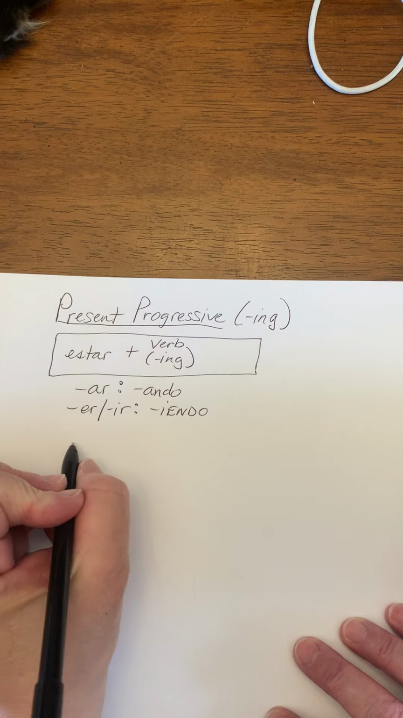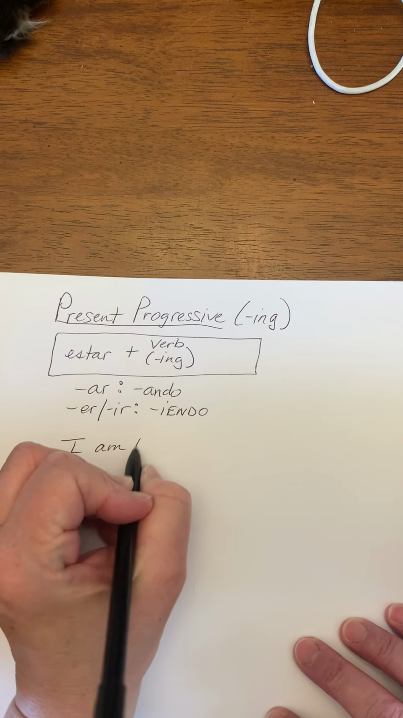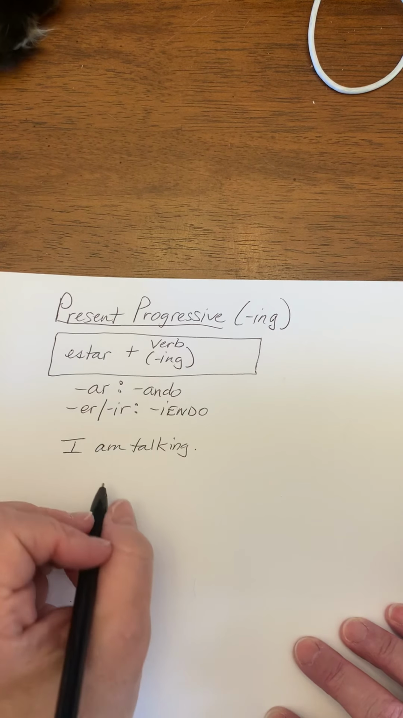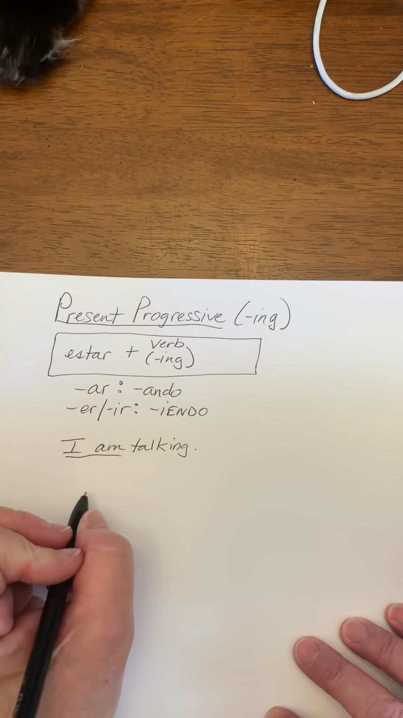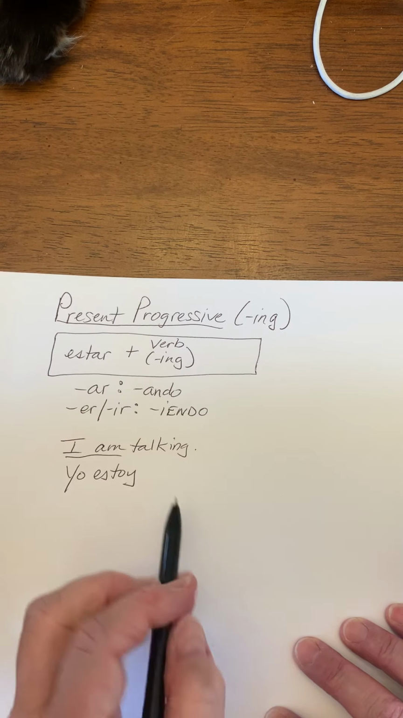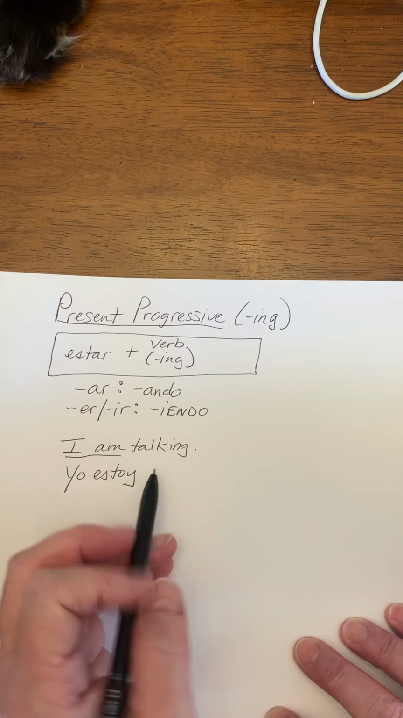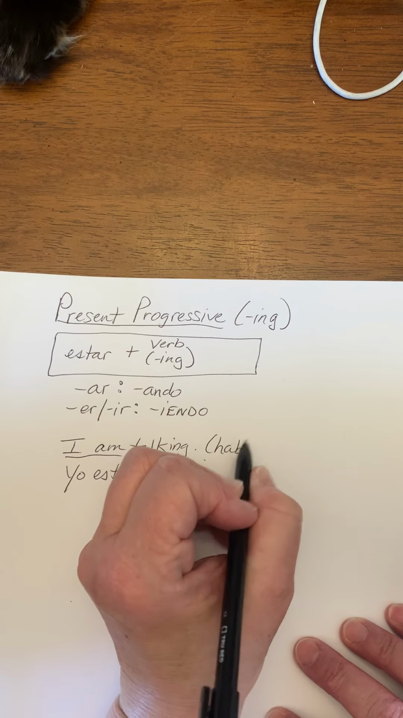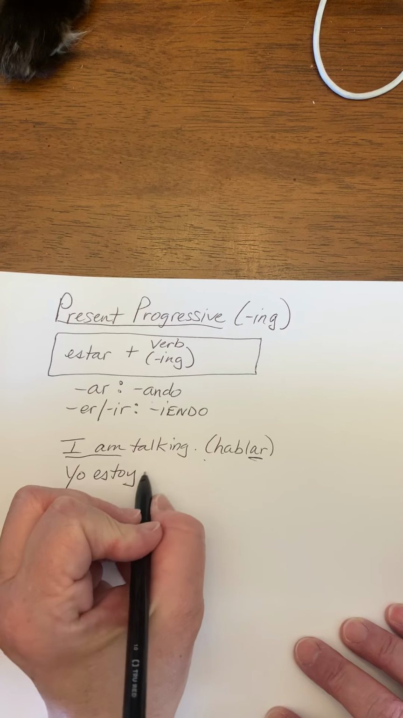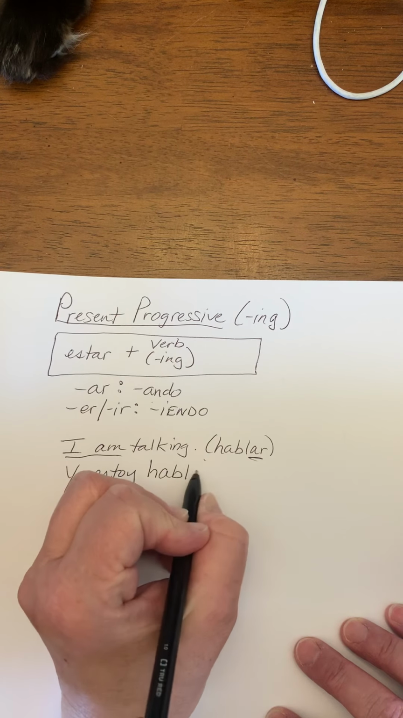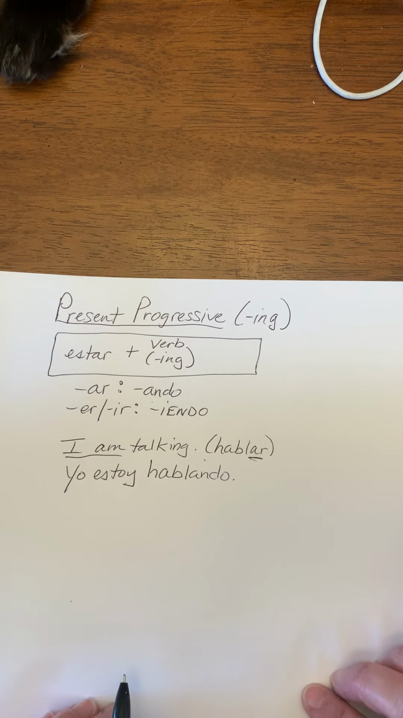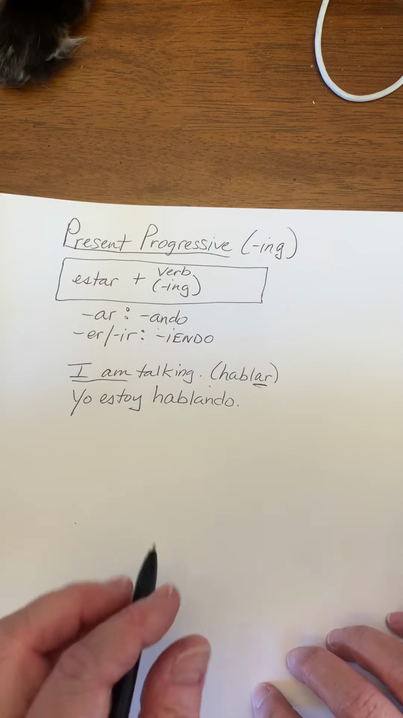Okay, so if I want to say, I am talking, really simple. So, estar in I am for estar is yo estoy. And then we all know hablar is to talk, right? So hablar is an AR verb. I'm going to take off that AR and I'm going to add ando. So yo estoy hablando. Okay? That's pretty easy. That's basically what we're doing. Let's try another one though.